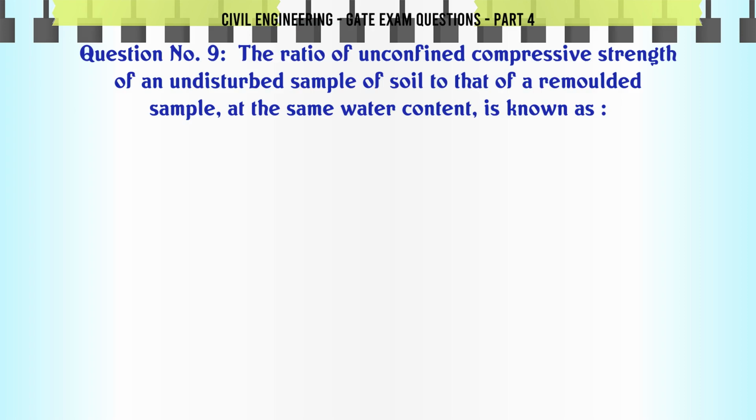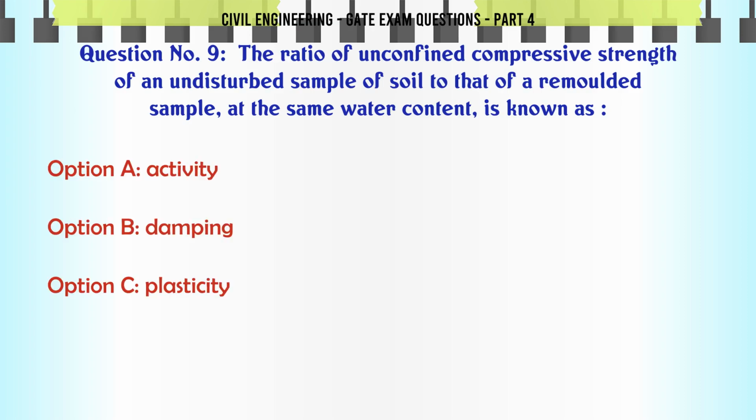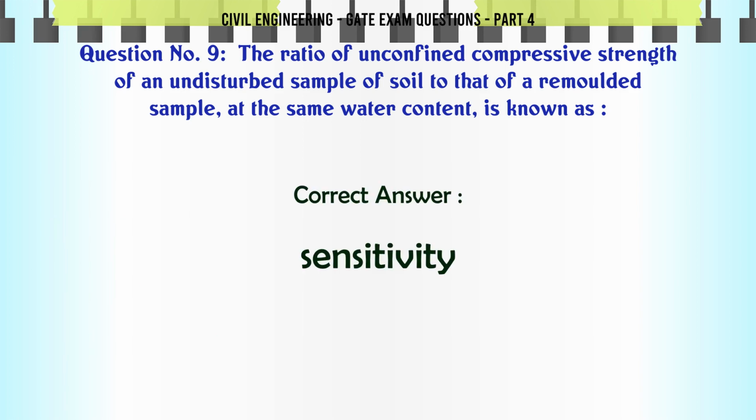The ratio of unconfined compressive strength of an undisturbed sample of soil to that of a remoulded sample at the same water content is known as A. Activity, B. Damping, C. Plasticity, D. Sensitivity. The correct answer is sensitivity.